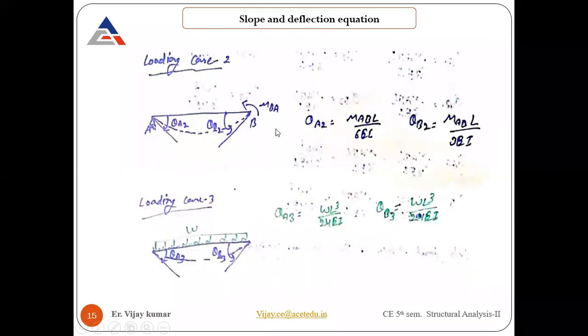For the second case, this value comes out to be MBA L by 3EI, and this will come out to be MBA L by 6EI. So the far end will be half of the near end where the moment is acting. Similarly, for this case you already know about it. There is a UDL acting, and theta A3 and theta B3 will come out the same, one positive, one negative. That is a different issue. So the values are WL cube by 24EI.